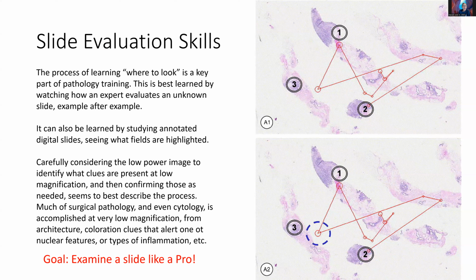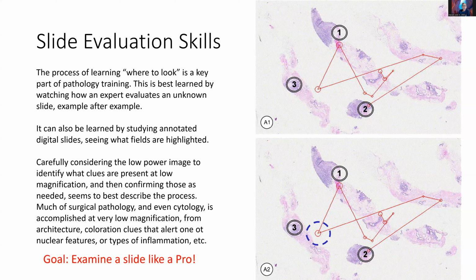More especially, I think, as you seek to train yourself, you have to discipline yourself to use the low power, low magnification image to guide where you're going to look and to see what looks different, what looks out of place, what looks slightly different in color, to see those sorts of things first. Because really much of surgical pathology and perhaps even more of cytology can be accomplished at very low magnification. You can be provided very important clues to the diagnosis from that low magnification image.